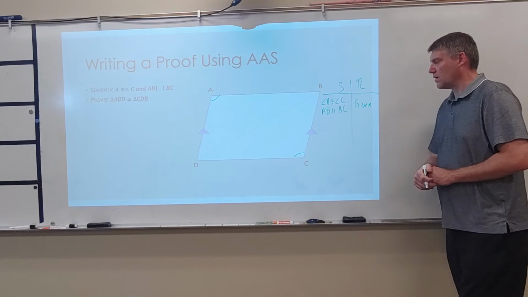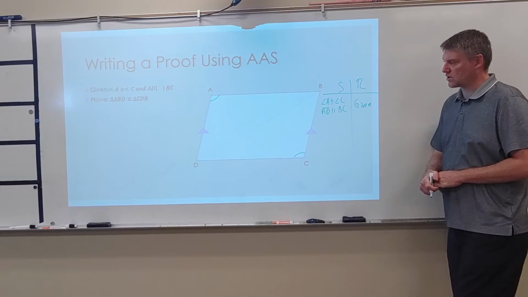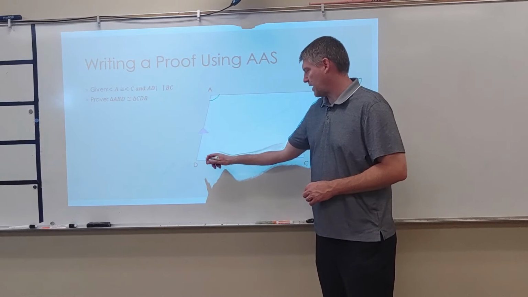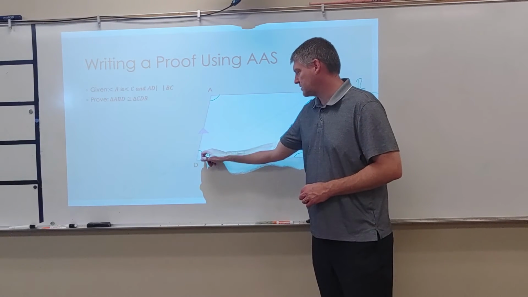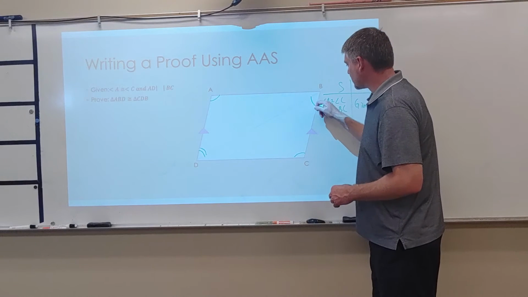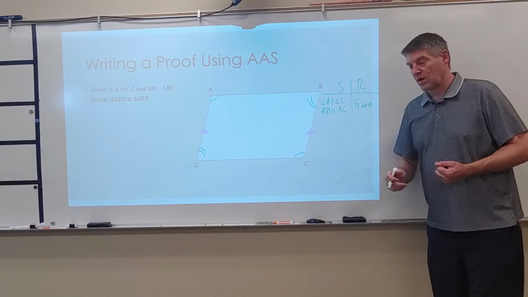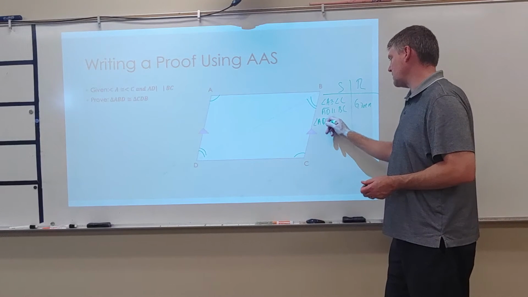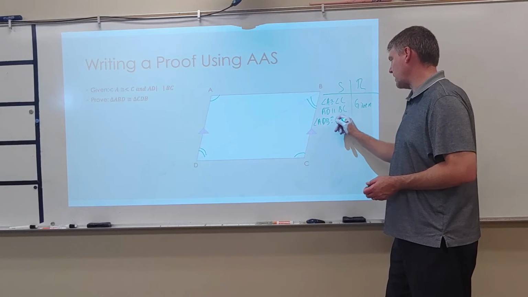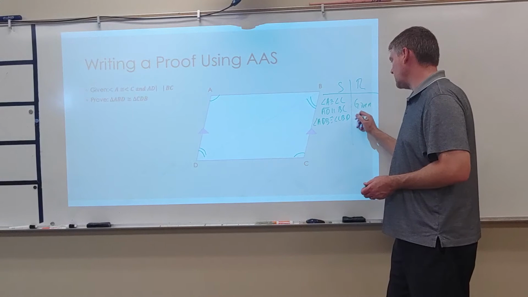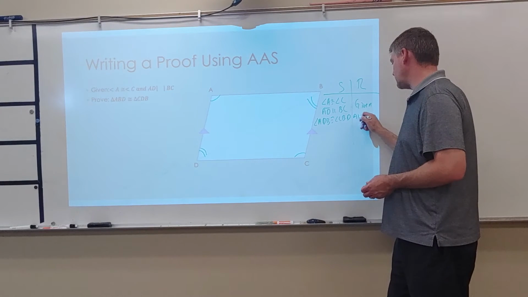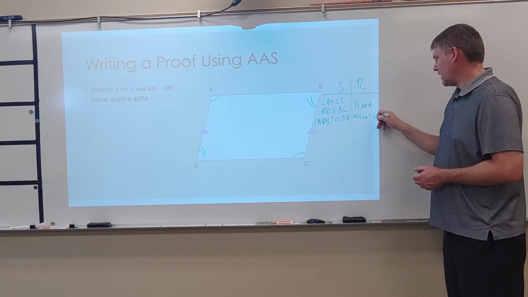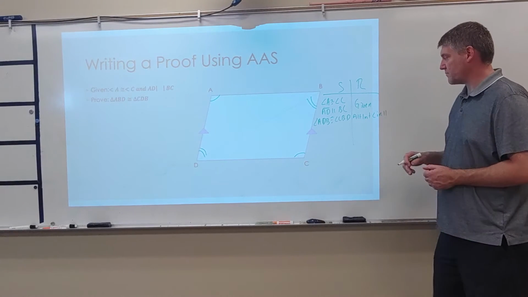Okay? Well, what do I know? So now that I have this parallel line, I know something about this angle here compared to this angle. Well, they're going to be congruent. So angle ADB is congruent to angle CBD because they are alternate interior angles. Okay? I probably should say in parallel lines.